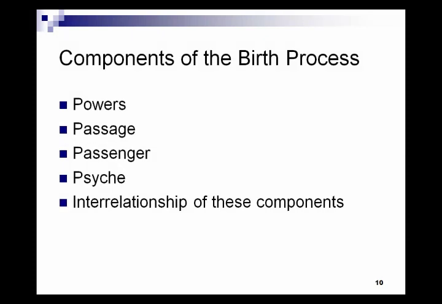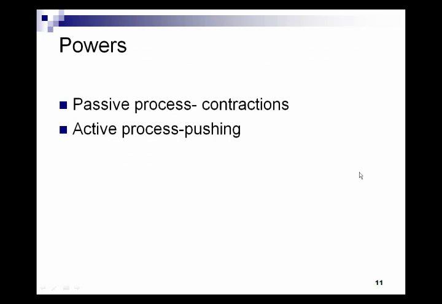What are the four components of the birth process? It's called powers, passage, passenger, psyche. And all four of these have to work together in order to have a successful vaginal birth. If one of them is dysfunctional, and we'll go over that when we go over complications, then it can impact the birthing process.